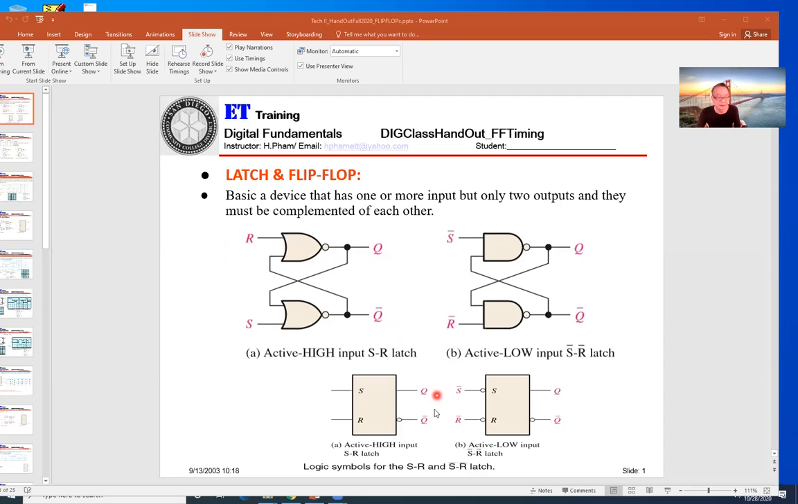But normally you can see the symbol for each one. For this symbol here, if I say R equals 0, R means reset, then you know Q must be 0 and not Q will be 1. However, what happens if you get a 0 here and 0 here? If you get a 0 here, then Q must be 1. We don't care about the input at the back here. R equals 0. What happens to the output? Is that an illegal operation?